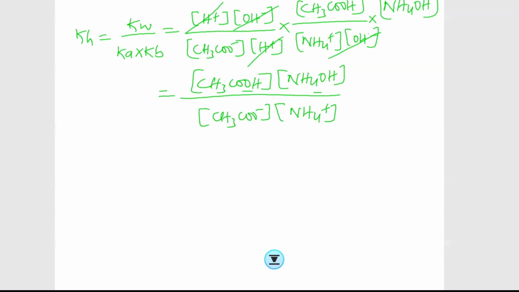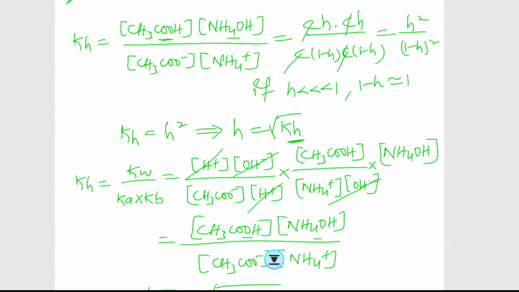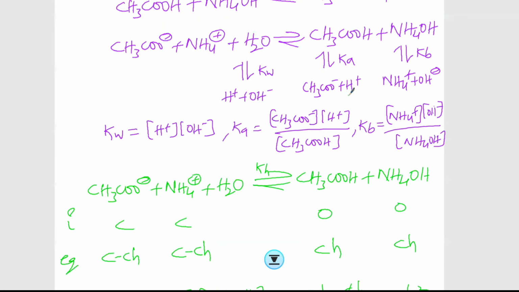So we got h equal to root Kh, right? Degree of hydrolysis is root Kh. So h is equal to under root of Kh. This can be written as root of Kw by Ka into Kb, because Kh is Kw by Ka into Kb. Now, if I want to calculate the concentration of H plus, how can I calculate? I can calculate the concentration of H plus from the weak acid.